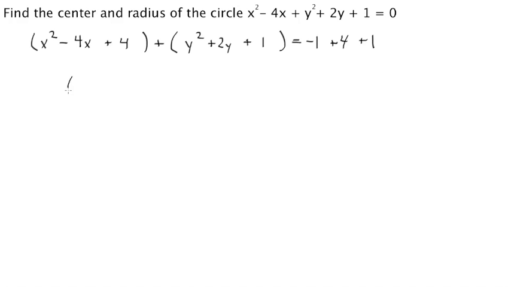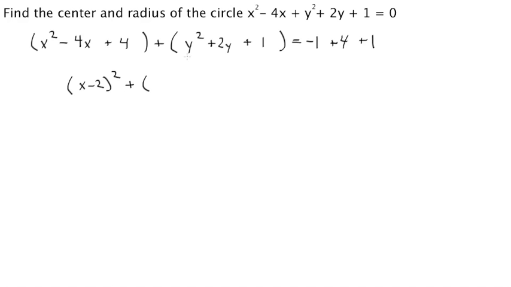So now we want to write these as a binomial squared. Our first term is just going to be our variable. Since our coefficient is 1 here, we don't need to worry about what this is going to be. It's always going to be the variable. The second term of the binomial, the constant term, is always going to be half of the coefficient of the variable. So in this case, we have negative 4. Half of negative 4 is going to be negative 2. So x squared minus 4x plus 4, that's the same as x minus 2 quantity squared.